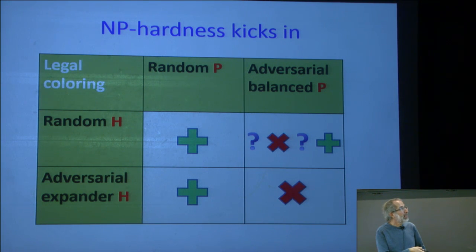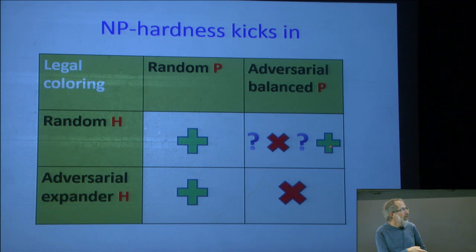So the interesting stuff happens here once we want to complete it to a legal coloring. When the planted coloring is random, we can do it, even if the host graph is an adversarial expander. In the case where both the host graph is an adversarial expander and the planted coloring is adversarial, we cannot do it in any degree. It's NP-hard. This I did not show. It's an easier proof than what I did show. And the interesting thing happens here.